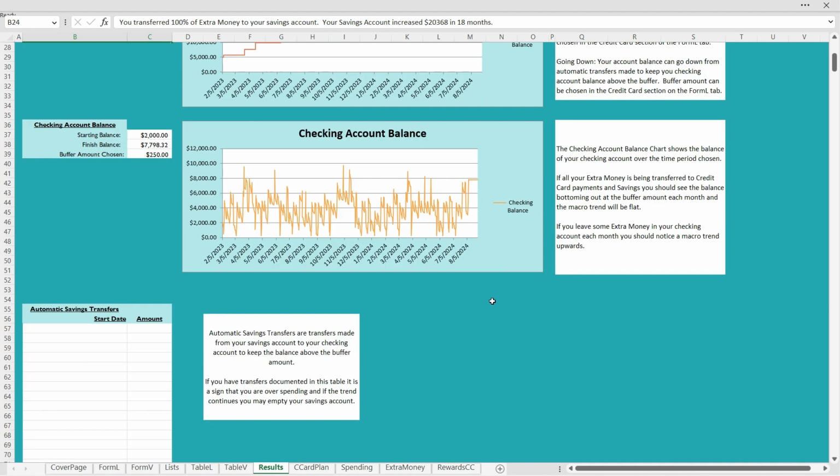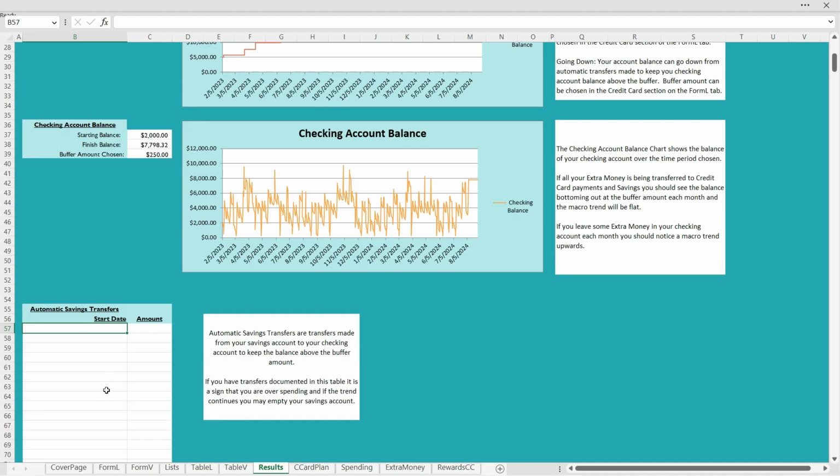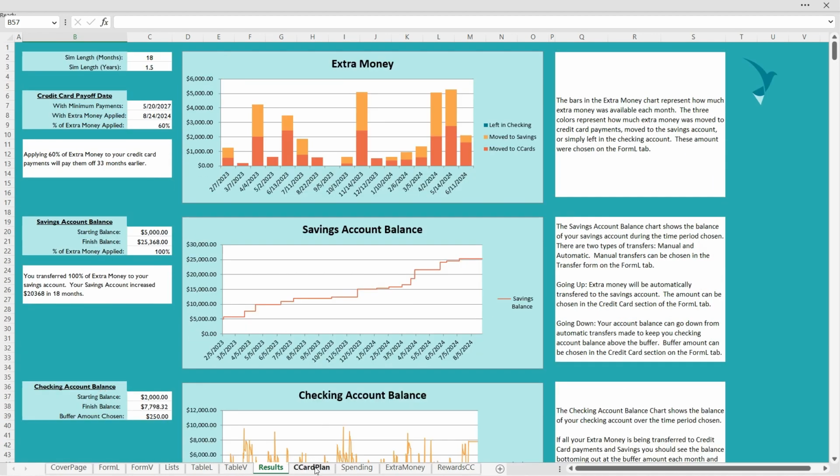This is just a look at the checking account balance. And down here, it is showing if any automatic transfers were needed to keep your account above the buffer. In this example, the buffer was $250. You could use $0. Basically, your checking account can't go negative. So if you are spending too much in the simulation, it will automatically try to keep it balanced. In this example, there were no transfers, so that is a positive thing.